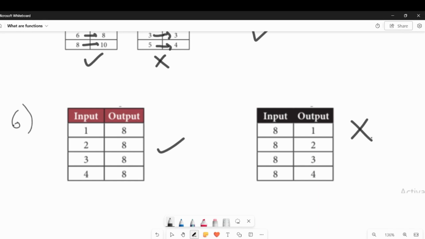So I hope you are clear with the help of these examples that what are functions and what are its two types.